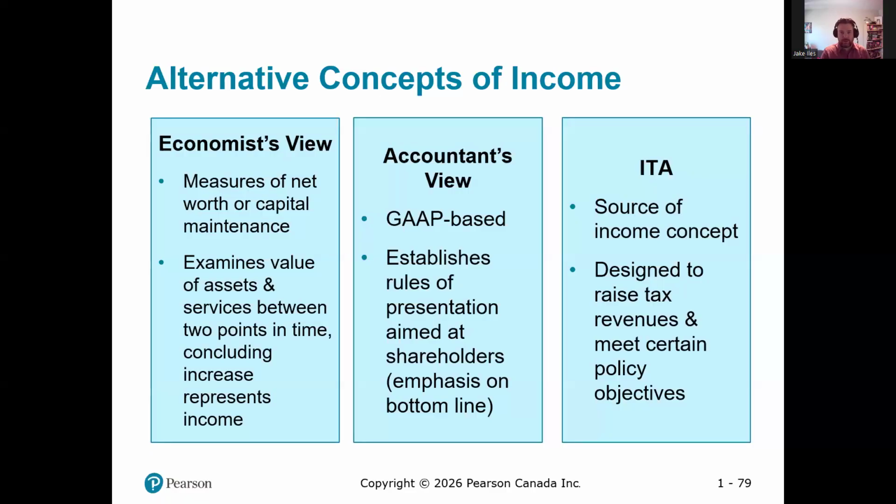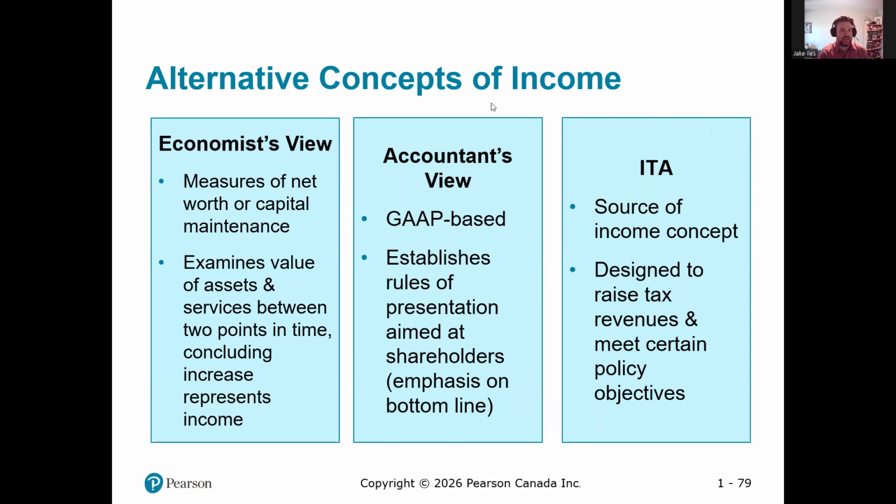So when we talk about income or sources of income, there's alternate ways you can look at it. When you're an economist, they measure the net worth of capital maintenance, which in other words is they look at the value of your assets and the services between 2 points in time. If the value has increased, you've received some sort of income. Your economic position has changed.